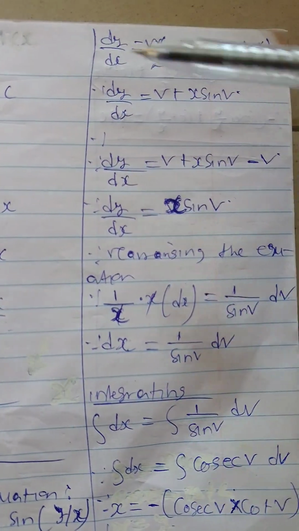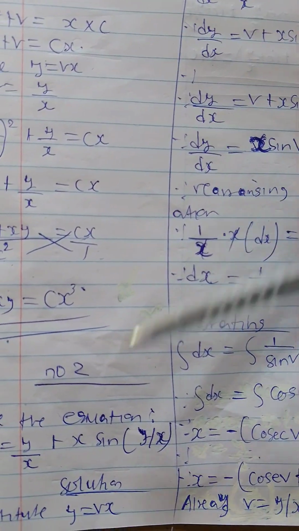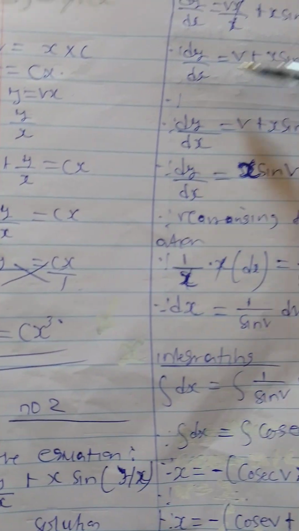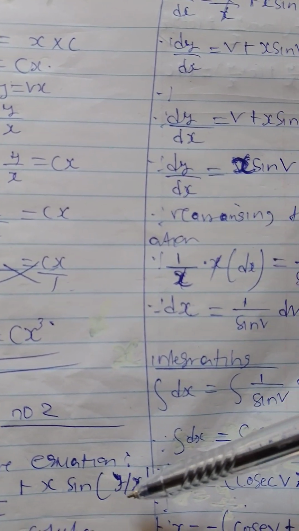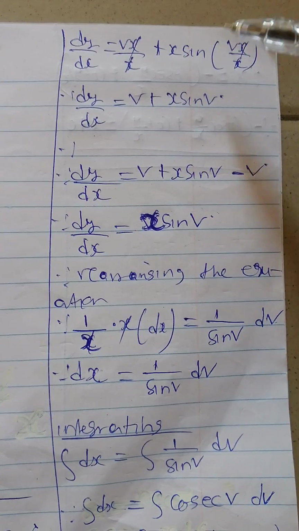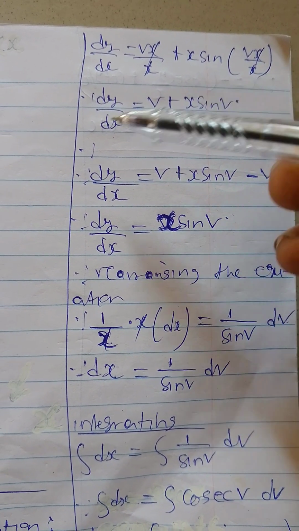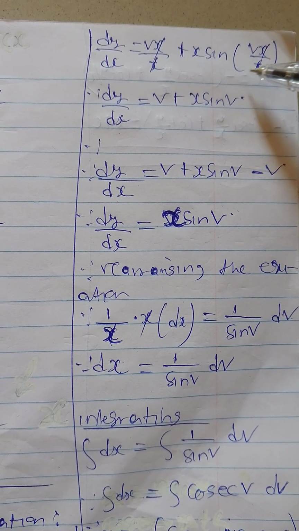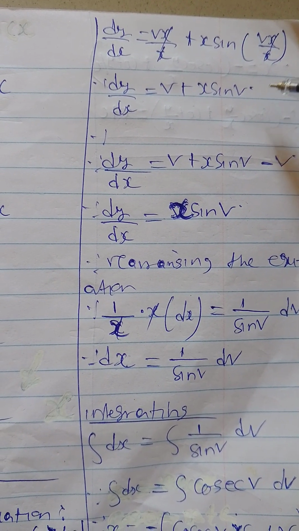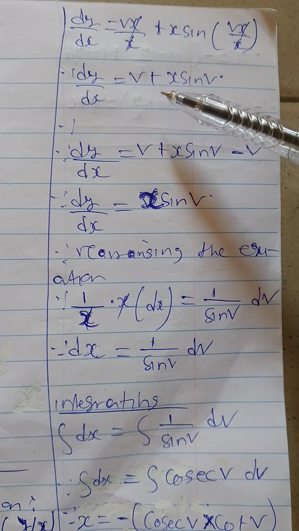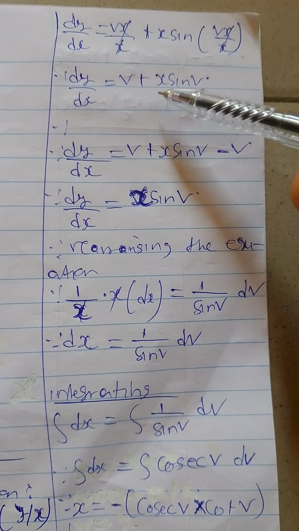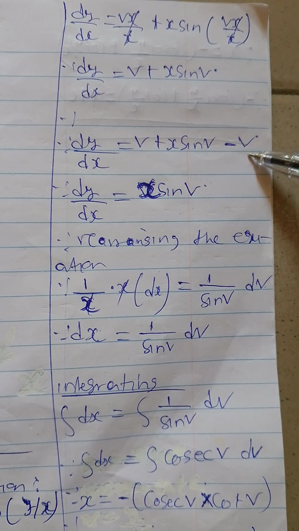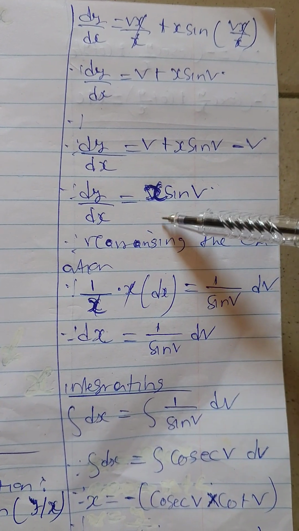So I have dy over dx equal to vx over x plus x sine, where y is vx over x. That becomes dy over dx equals, x cancels out, remains only v, plus x sine v. I know that the answer you got, subtract v from it. That becomes dy over dx equals v plus x sine v minus v. So dy over dx equals x sine v.